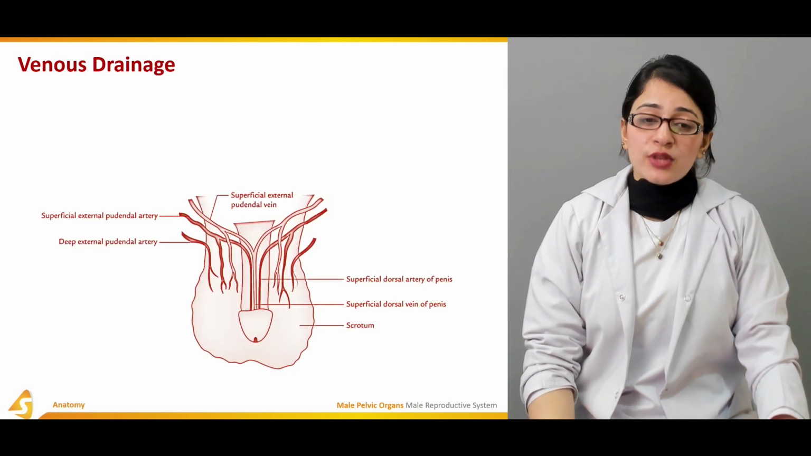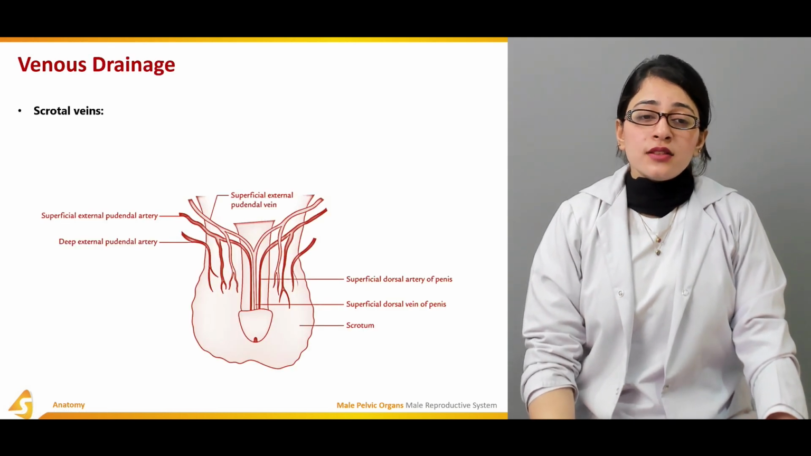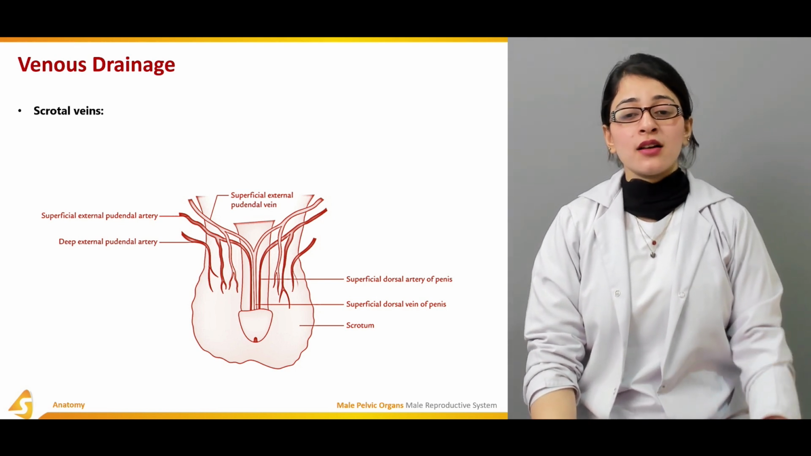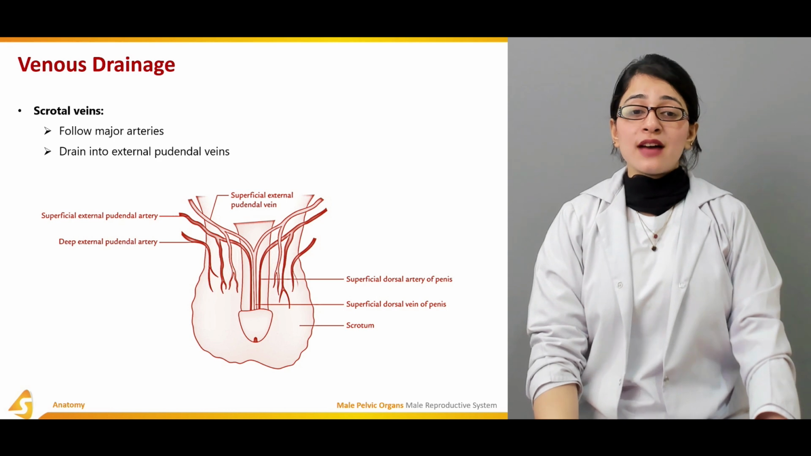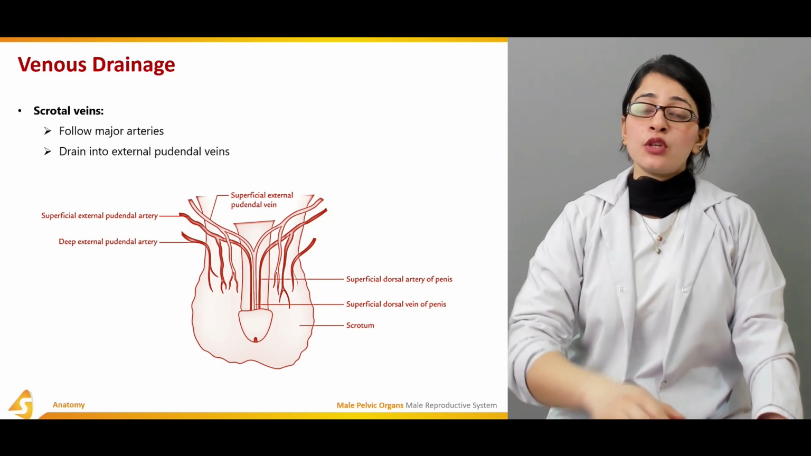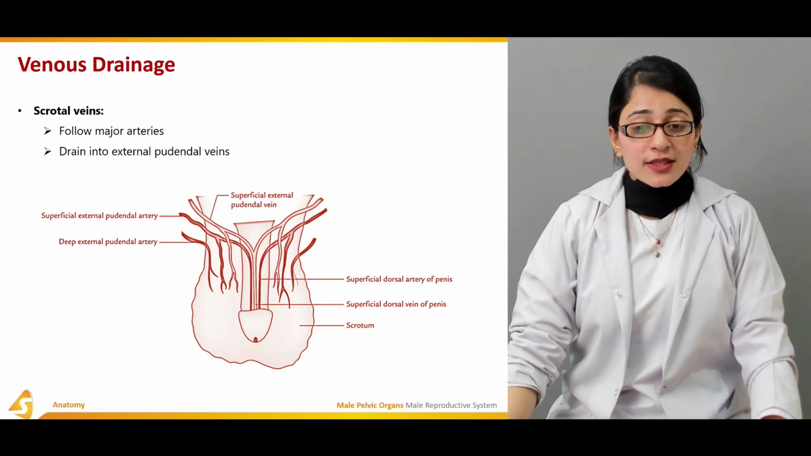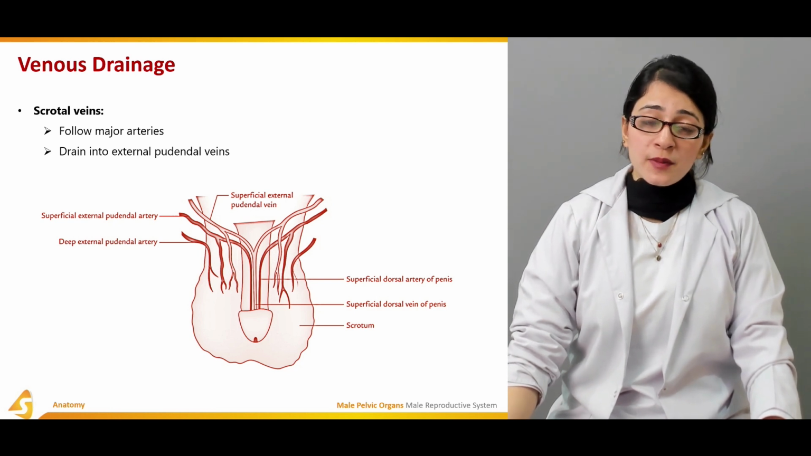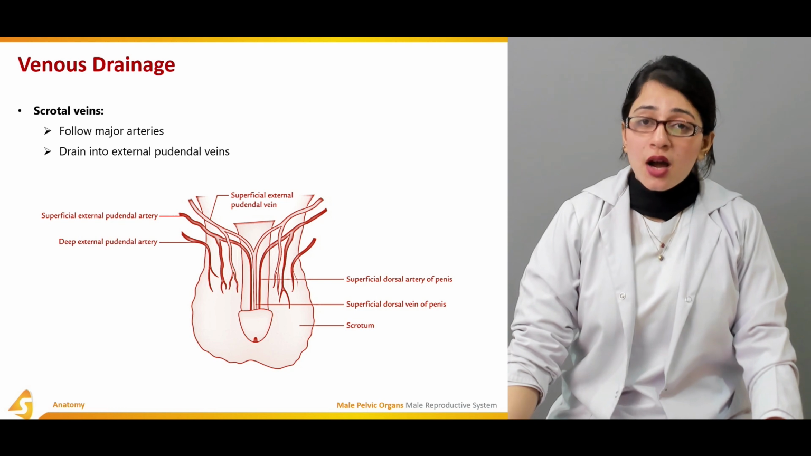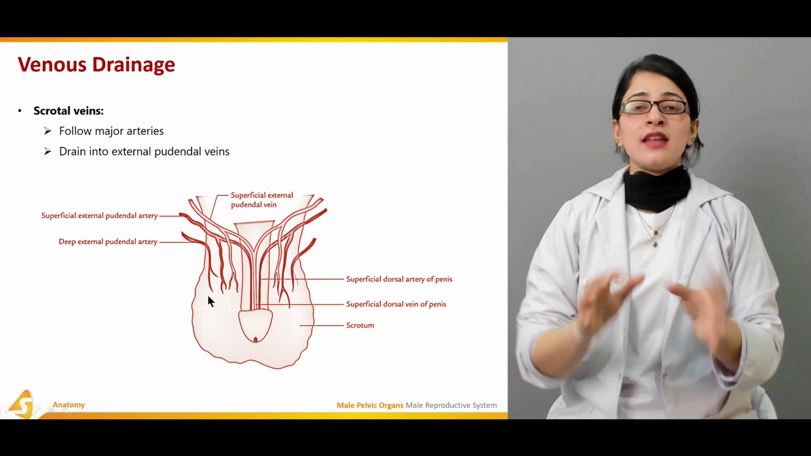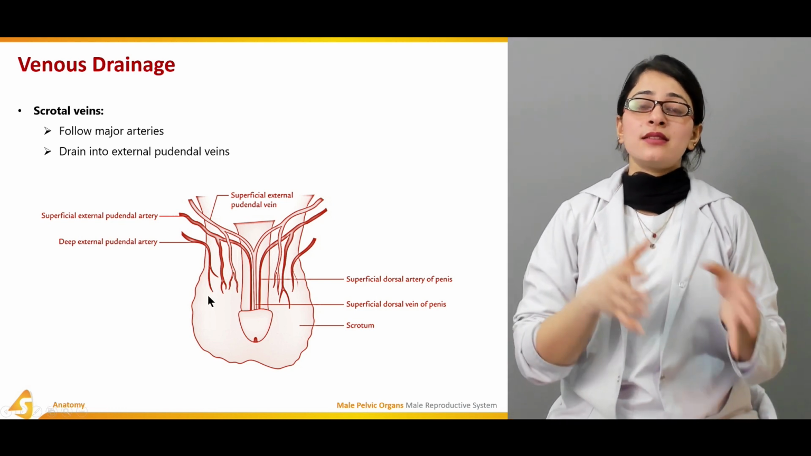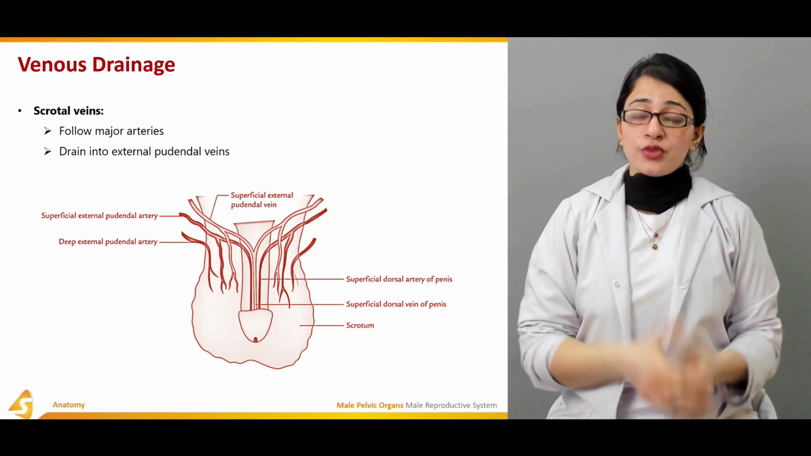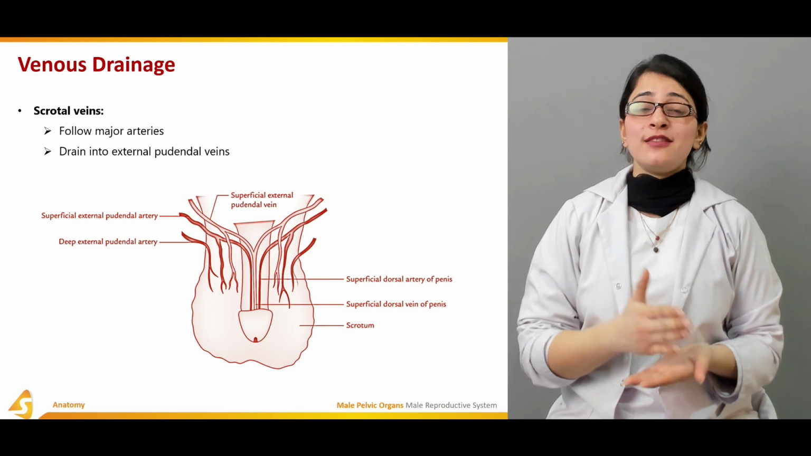Then comes the venous drainage. Likewise, we have the scrotal veins, the superficial and the deep ones. Again, we have the superficial dorsal vein of the penis, and the deep vein of the penis. Following the major arteries that supply this region, the veins most of the time accompany the arteries supplying that specific region, and they drain into the external pudendal veins.